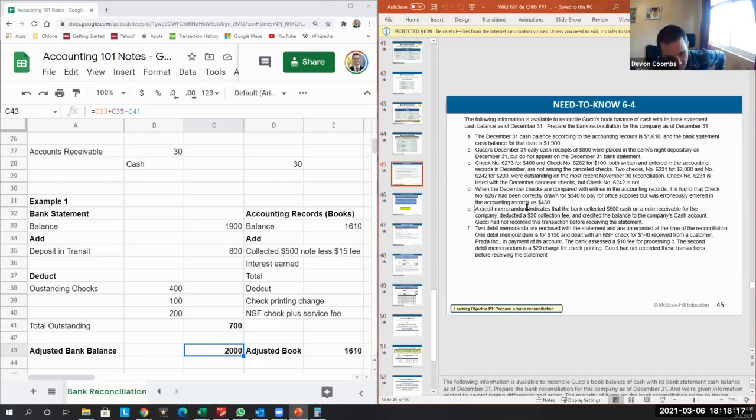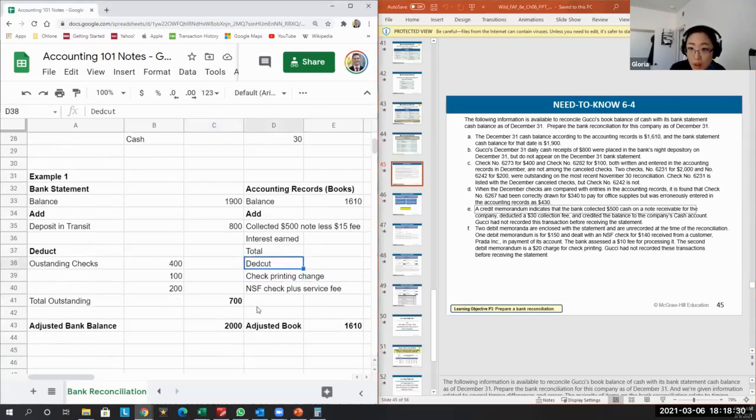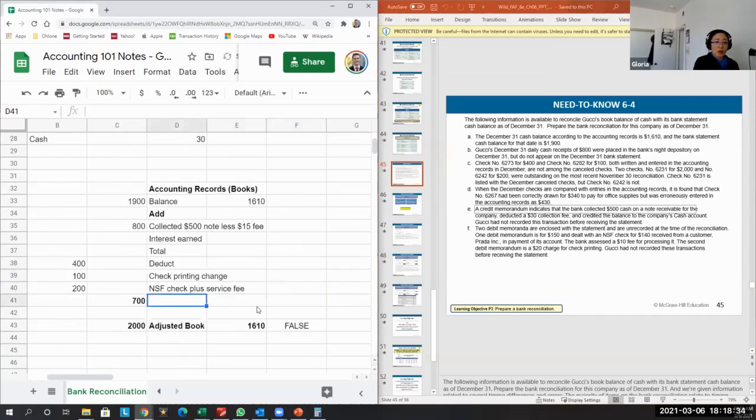So what needs to be adjusted here? Let's just speak up. Accounting records or bank statement? Accounting records. Why? Because you have to add the error into the cash in the accounting record. Yeah, you're right. We made an error in our accounting records.